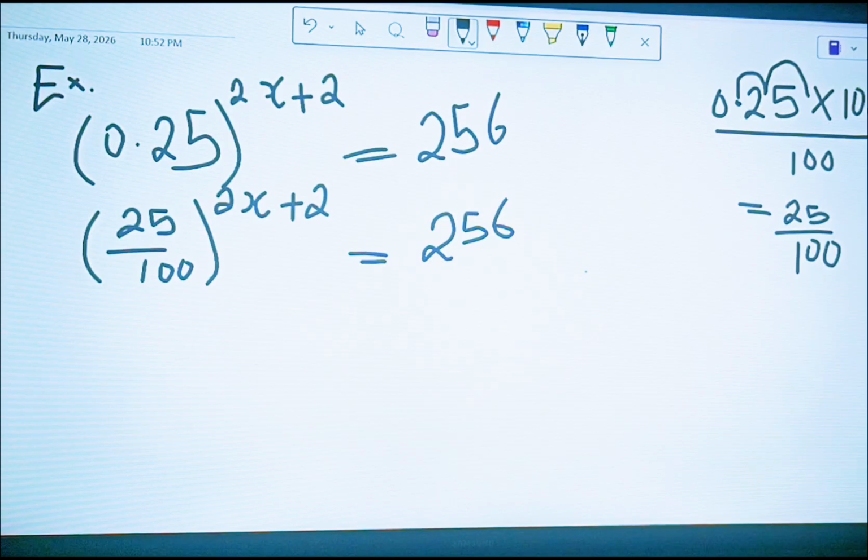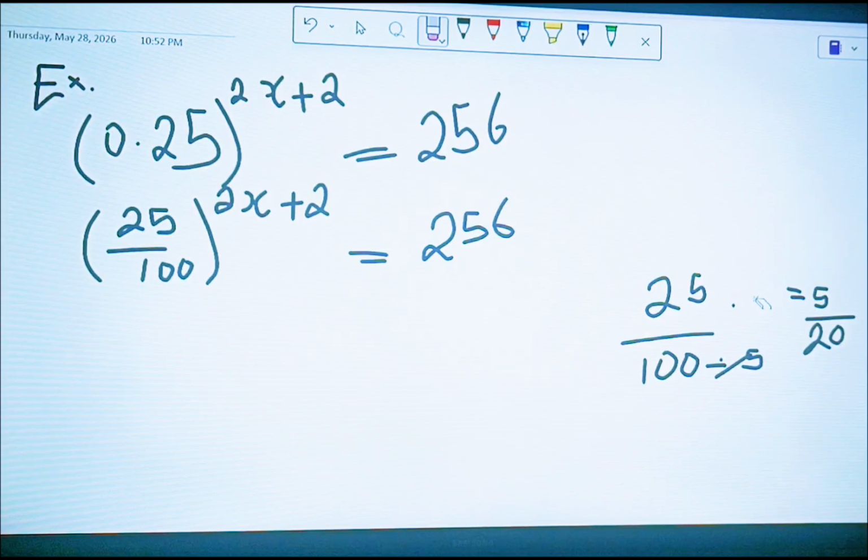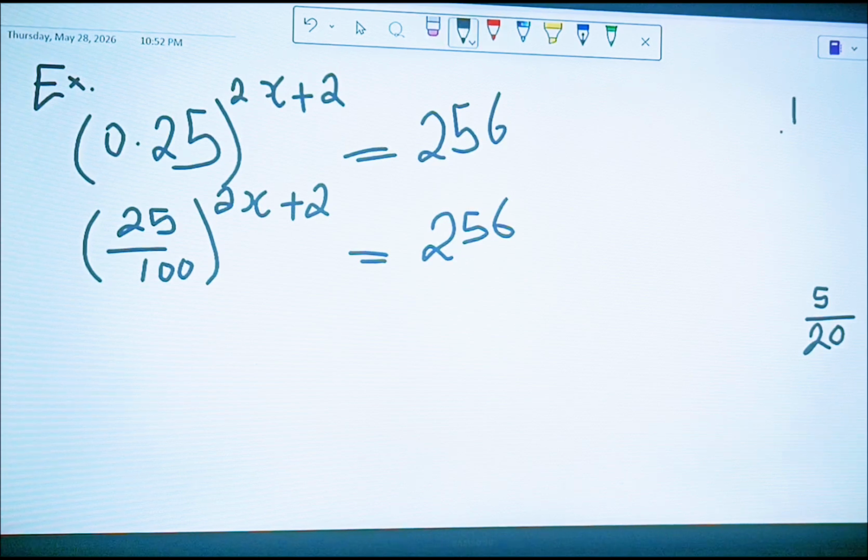We know that any number ending with 5 is divisible by 5. And any number ending with 0 is divisible by 5. So if you divide 25 by 5, you can also divide 100 by 5. So 25 divided by 5 will give you 5, and 100 divided by 5 will give you 20. And if you look at the new number we have again, you will see that we are still left with a number ending with 5 and a number that is ending with 0, which means 5 can still go into that expression. So 5 will go into 5 one time, and 5 will go into 20 4 times. So the simplest or the reduced form of 25 over 100 is 1 over 4. 1 over 4. And remember our power is 2x plus 2.